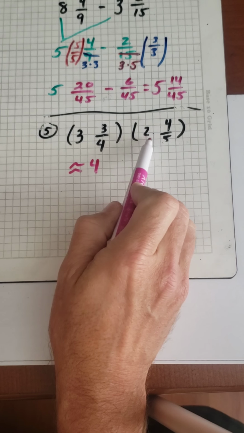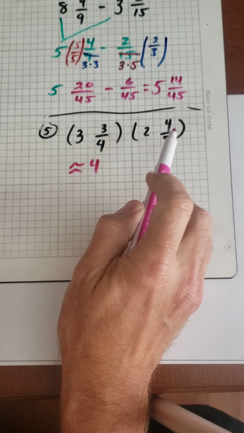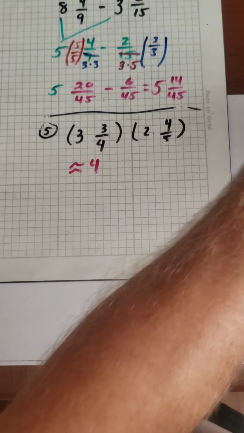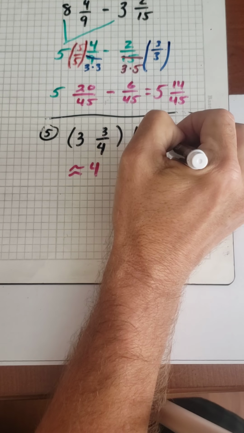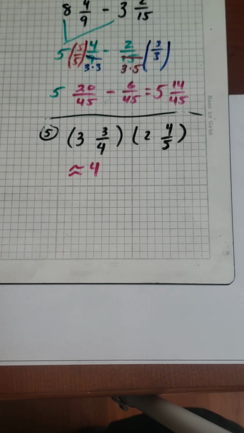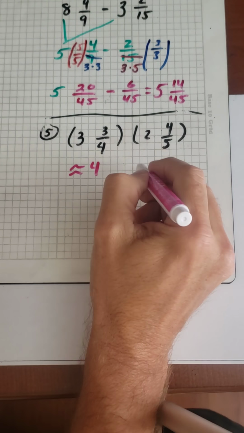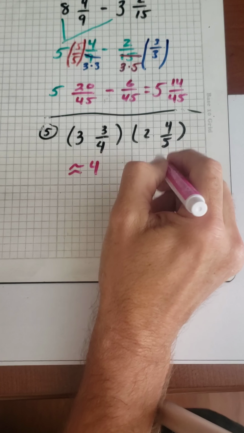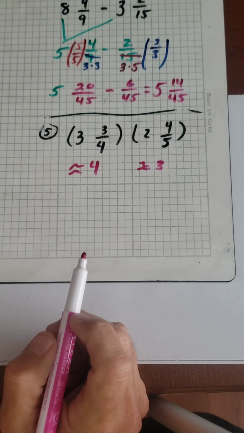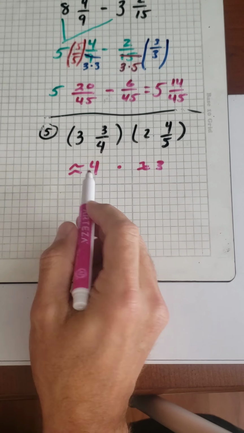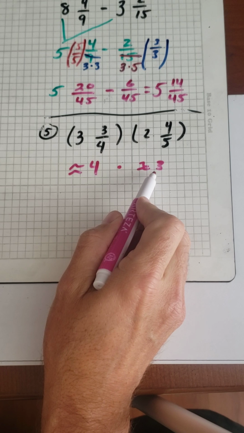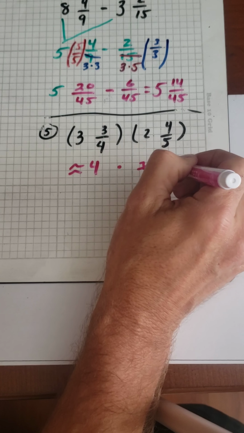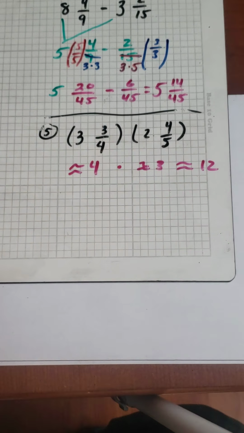Over here, this is 2 full ones, and it's almost equal to full. So 4/5 is very close to a full one. So if I were going to round it, this one is about 3. So now what I have is pretty close to 4 times pretty close to 3, which should give me about 12. So my answer should be pretty close to 12, right? Do you agree with that?